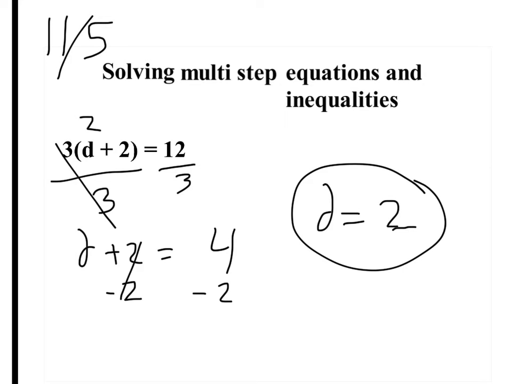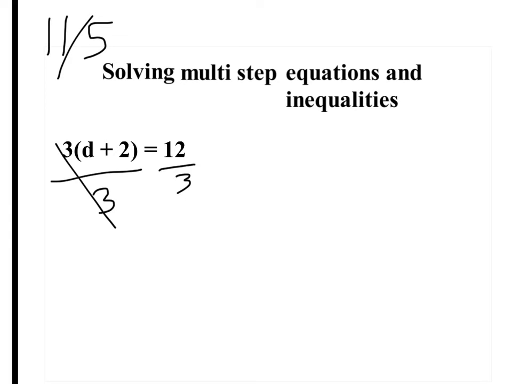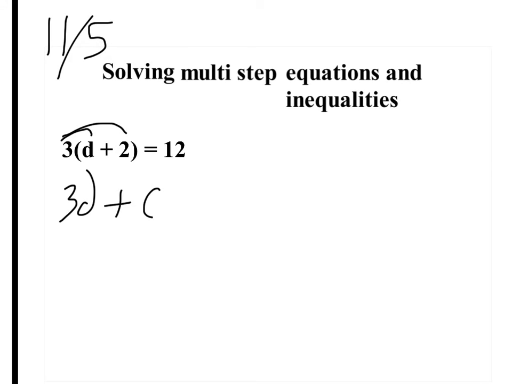Now, this is the easiest way I've found to work it. The book doesn't want you to do it because you have to be able to distribute later on. So I'm going to show you how to distribute. You don't have to write this down. I'm going to make sure everybody understands. If I distributed first, I take 3 times d, which is 3d. I keep the sign the same, and I do 3 times 2, which is 6.